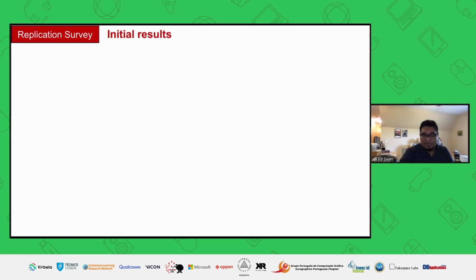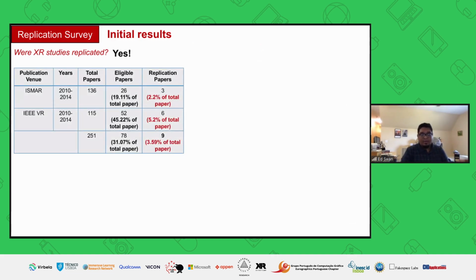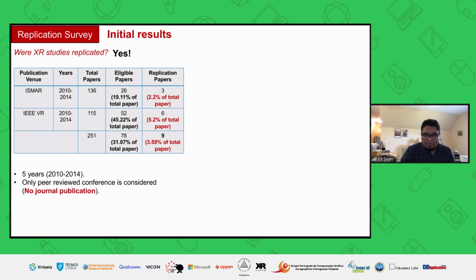Very initial results. The question: are mixed reality studies replicated? The answer: yes, replication exists in augmented and virtual reality. So here's the table. Our initial goal was to go from 2010 as far as we can. We started from 2010, but as of this tutorial, we have finished up to 2014, the five years from 2010 to 2014. And we explored just the peer-reviewed conference papers. No journal papers have been considered yet.